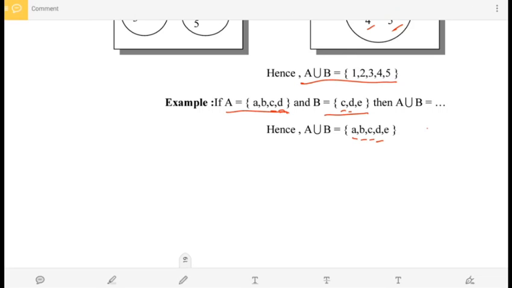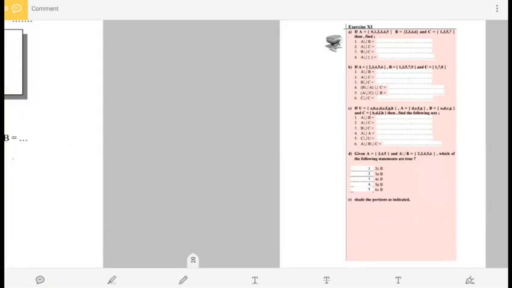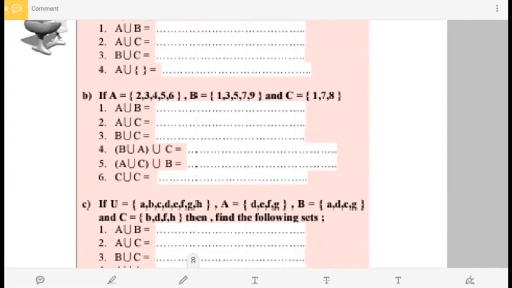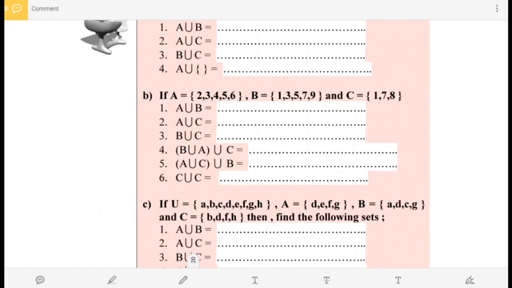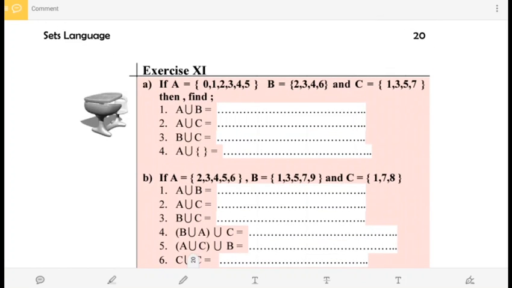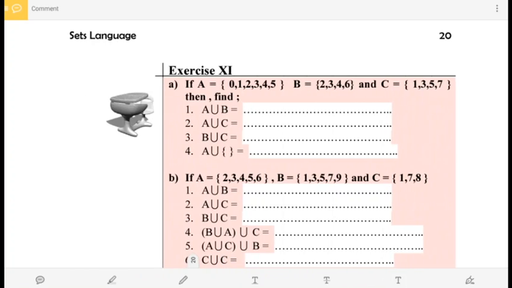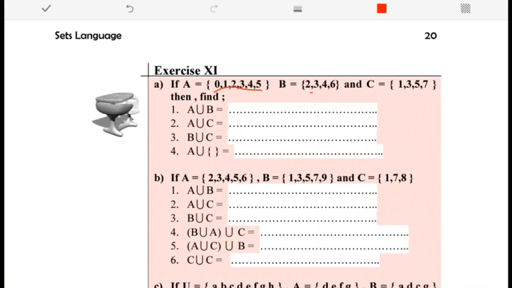That's it, finished. Now let's move on to the exercises that I have assigned to you. Exercise 11. Here, you have to find the union of A and B, the combination of A and B. So you write the elements of A and B together. If they have the same element, no need to write them twice. So you have 0, 1, 2, 3, 4, 5, and 6. That's it. And do the same thing with the other questions.